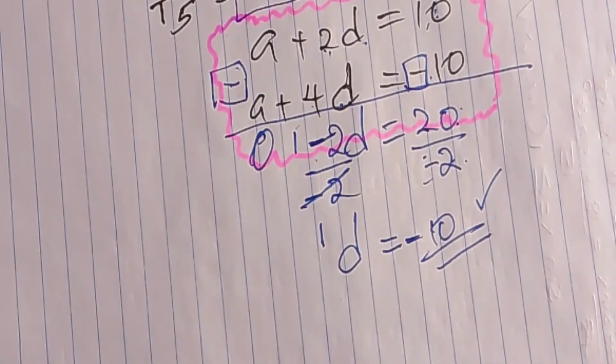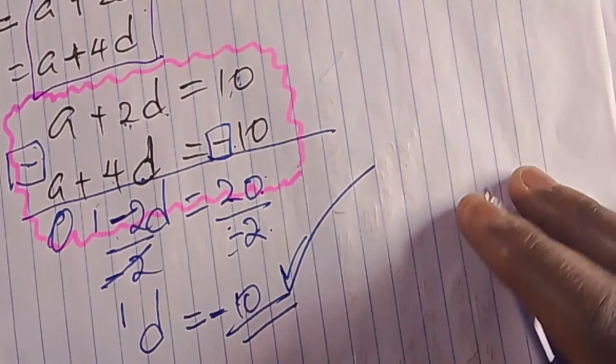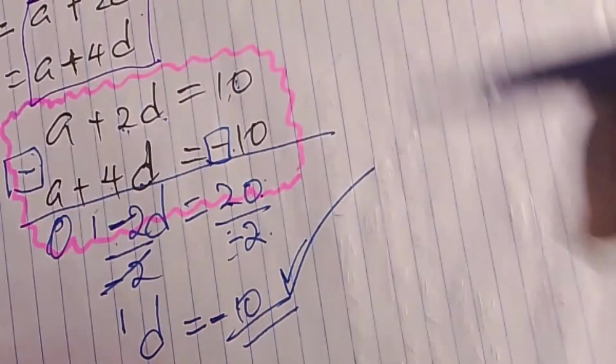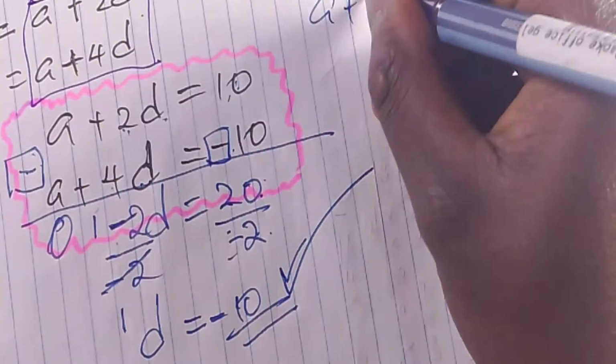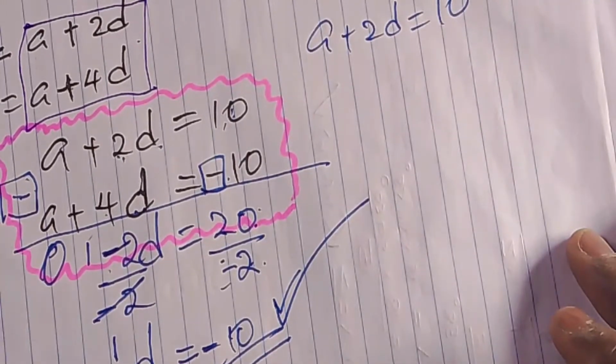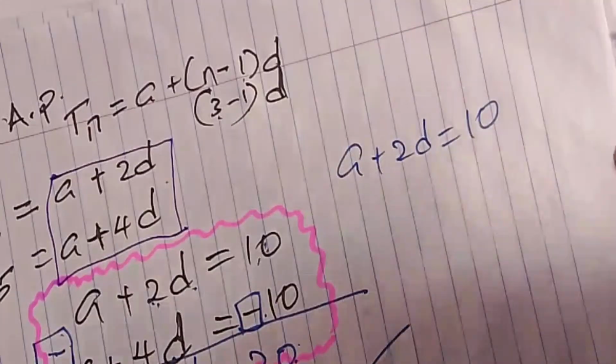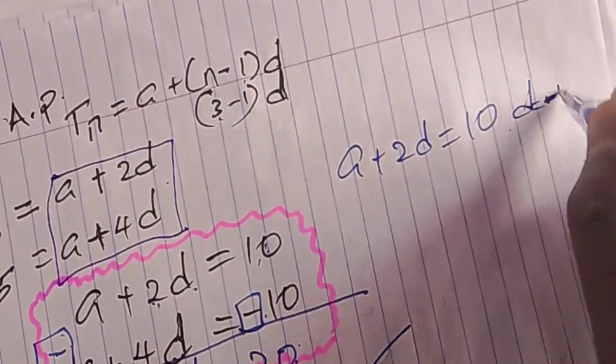D is negative 10. We have been told the first term and the common difference, so we have common difference negative 10. Now let's find A. You can use the equation A plus 2D is equal to 10, and our D is negative 10.